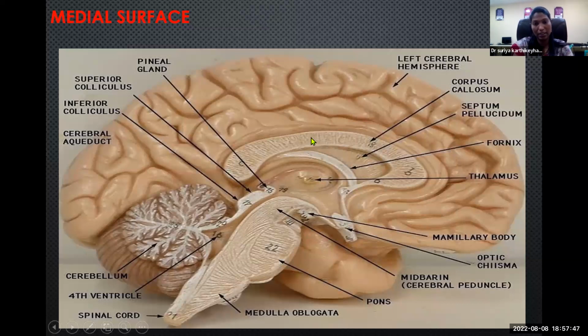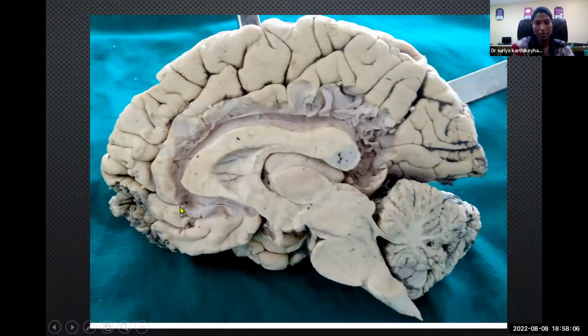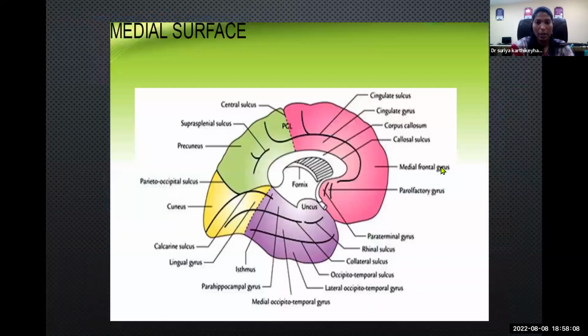We are not able to see the third ventricle here because the third ventricle lies between the two thalamus. This is the area for third ventricle. So it communicates with the fourth ventricle. How is the communication made? It is through the cerebral aqueduct. Okay, so this is about the medial surface.